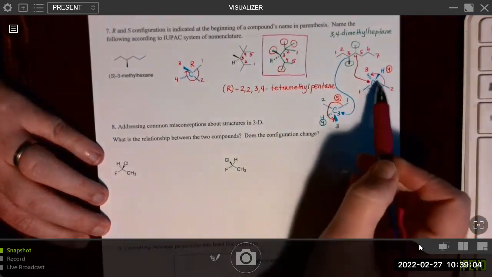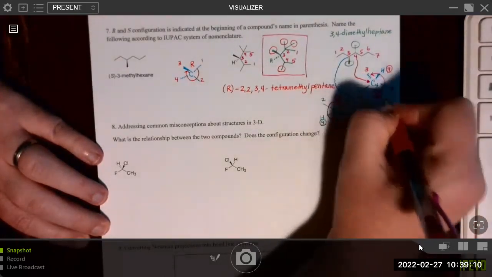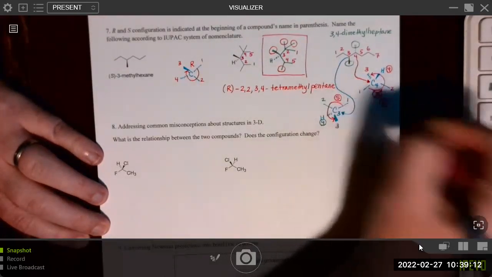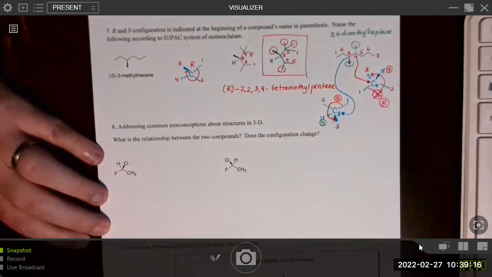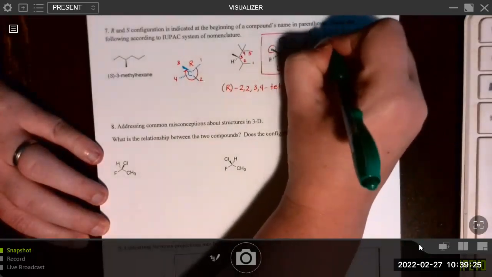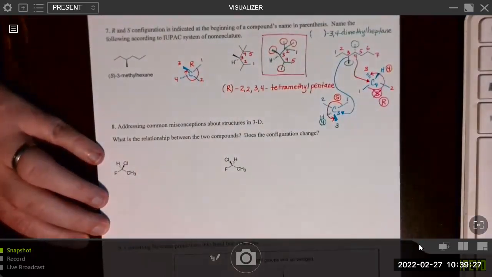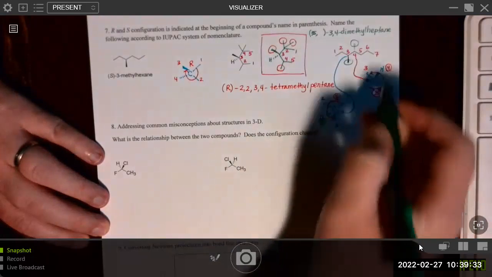Except for, oops, we forgot, the 4th priority group is coming out at us and not pointing back. So instead, we have R in this case. Because again, we're going to switch it because the 4th priority group is not in the direction that we want. All right, so putting that all together, these will be part of the name in parentheses. And we want to go with the lowest number first. So we'll do 3S, comma, and then 4R.